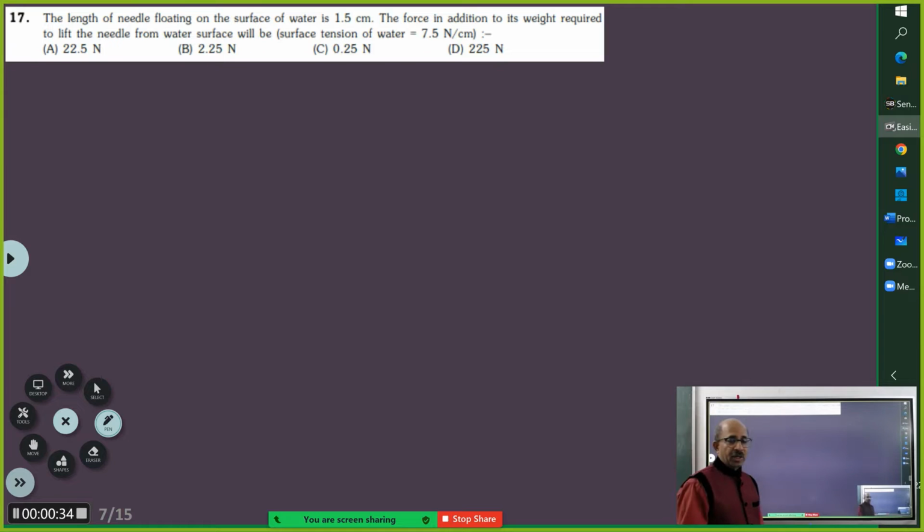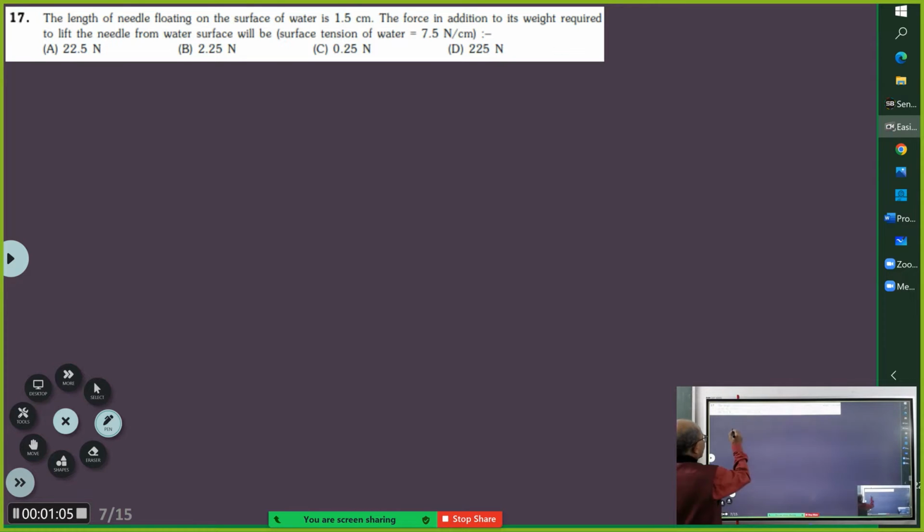So a needle is floating on the water. If you keep a coin or something, it will sink, isn't it? But why will a needle float? Due to surface tension. I hope you can explain this, right? So, can anybody explain this surface tension for a needle?